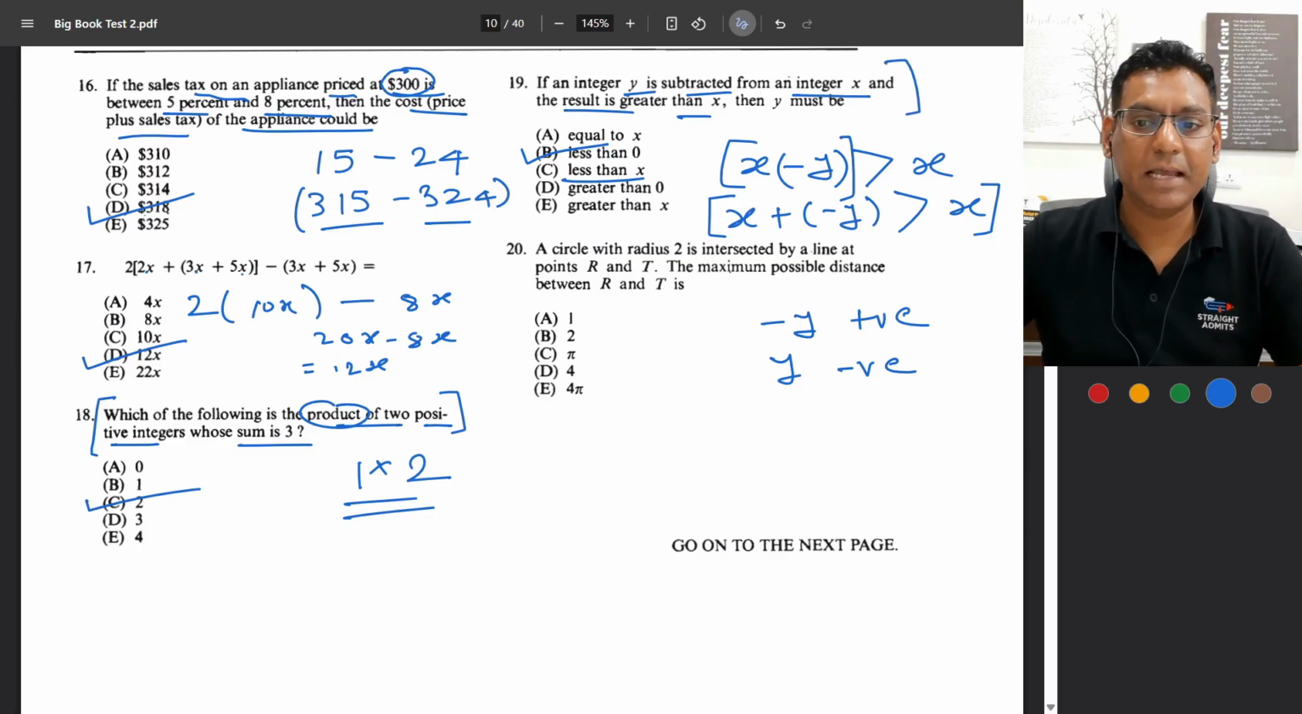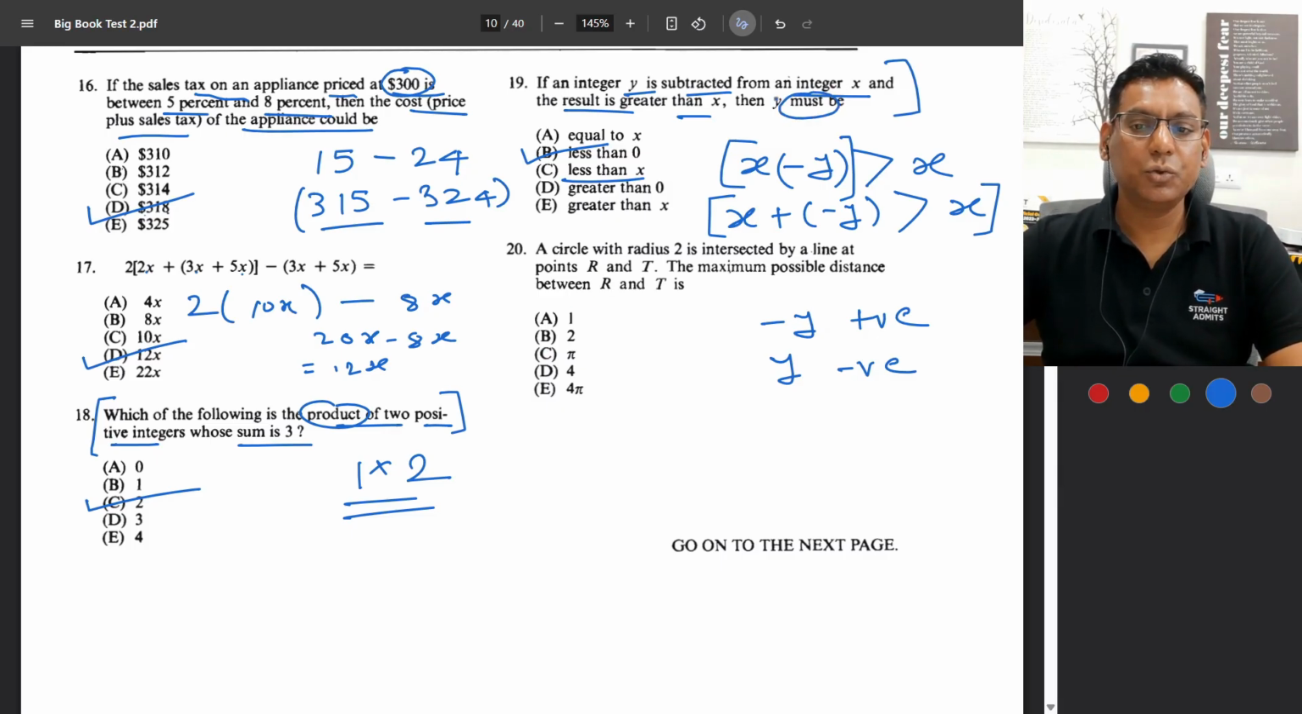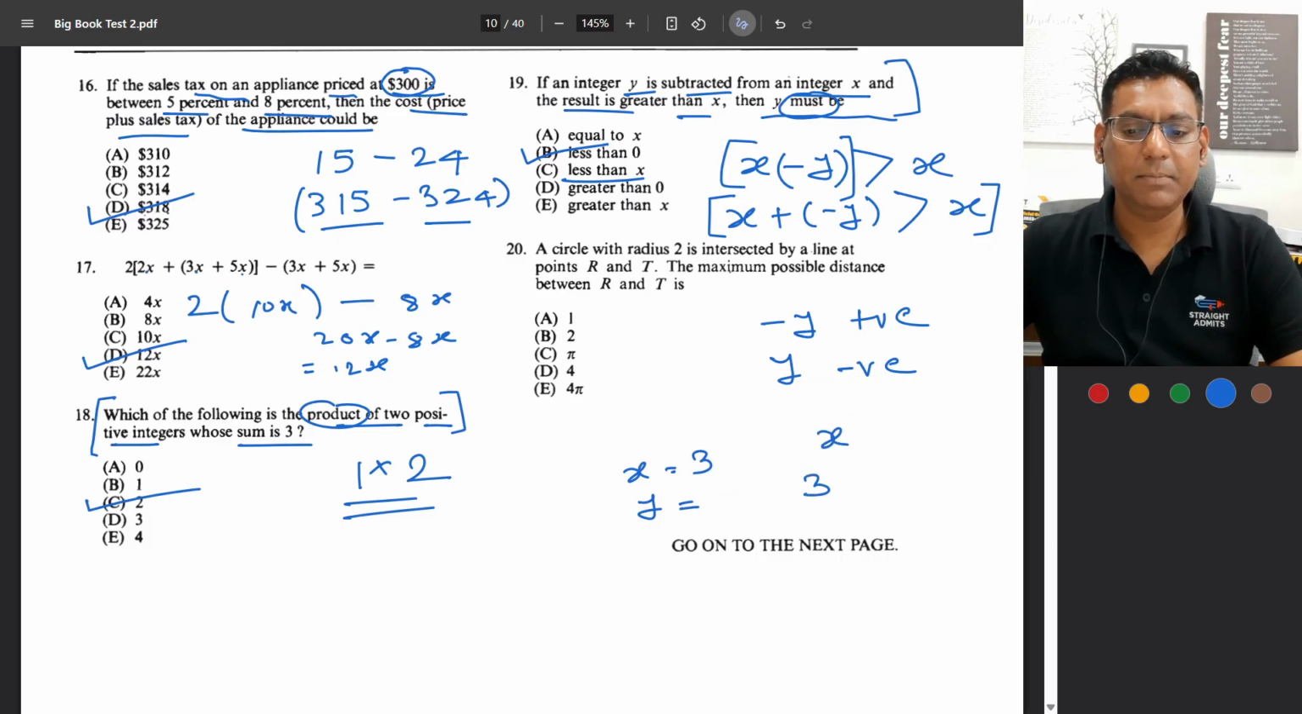Again, the language can be tricky here. Okay, but there is a must be, so you could do it this way also, right? If it is must be, any numbers would work. So let's say x is equal to 3, y is equal to something we'll figure out. If y is subtracted from x, I subtract, sorry, 3 minus y and I get something greater than 3. When will this be possible? This will be possible only when y is negative, correct?